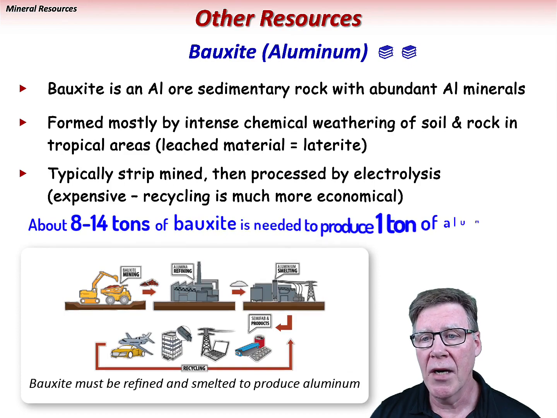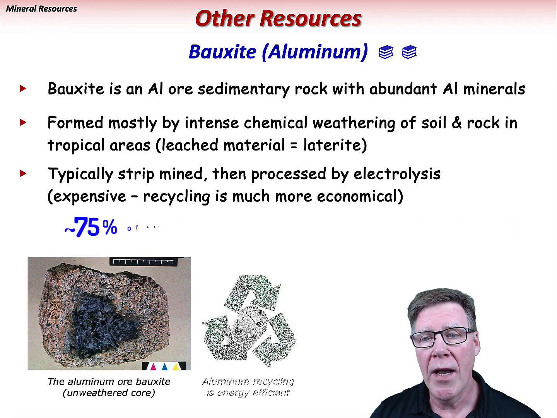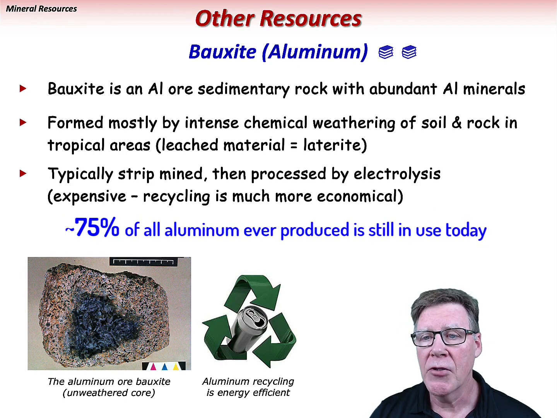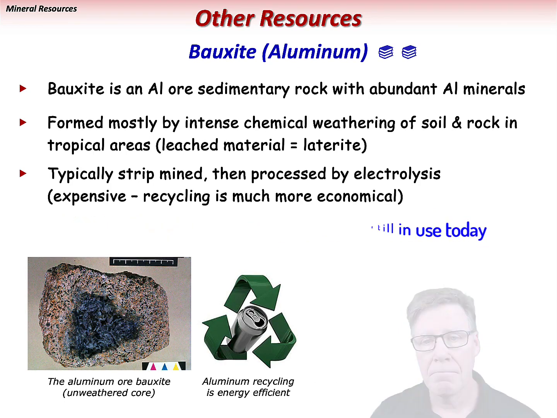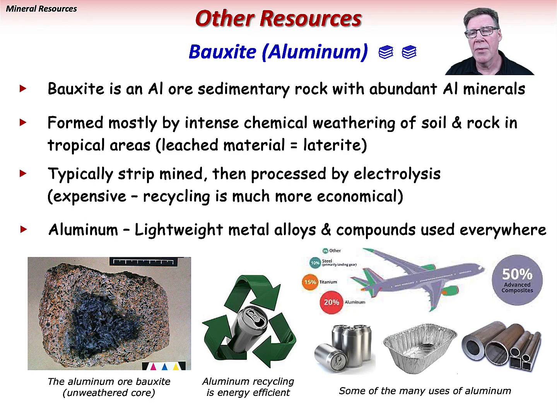Extracting aluminum from bauxite ore is much more expensive than recycling, explaining why aluminum is an economically attractive recycling resource. Aluminum is used to make lightweight metal alloys and compounds used everywhere, including beverage cans, food packaging, building materials, aircraft, and all sorts of things.